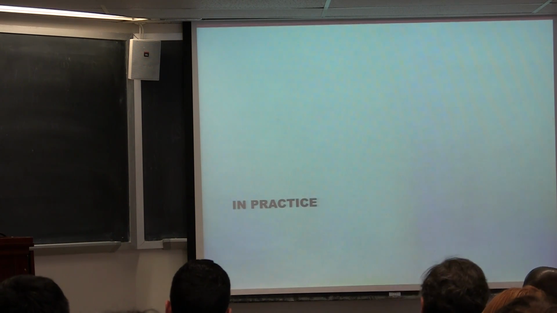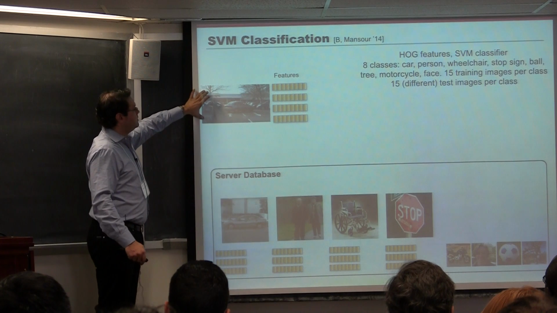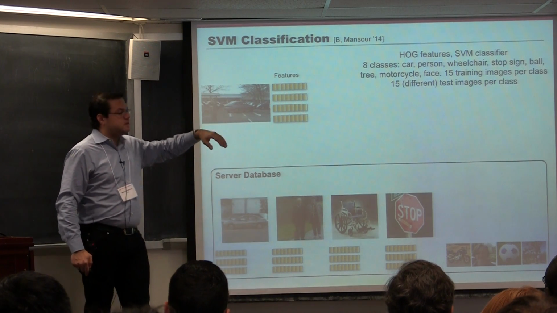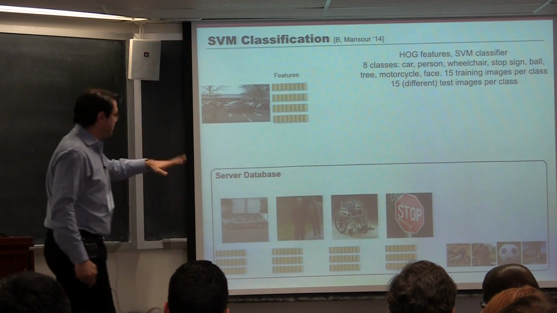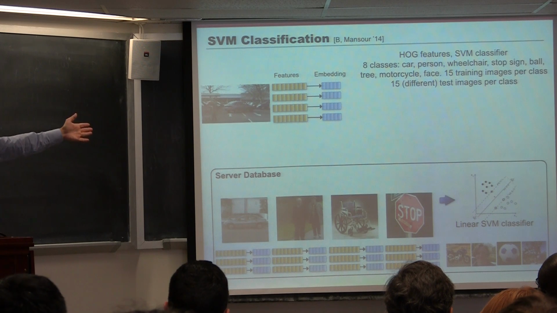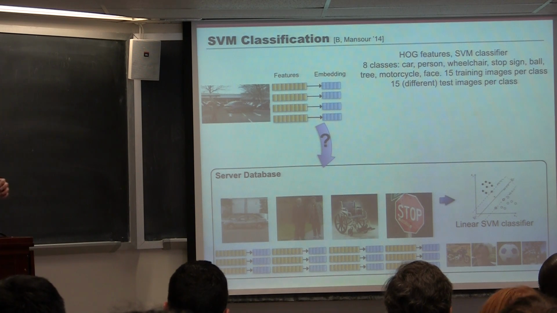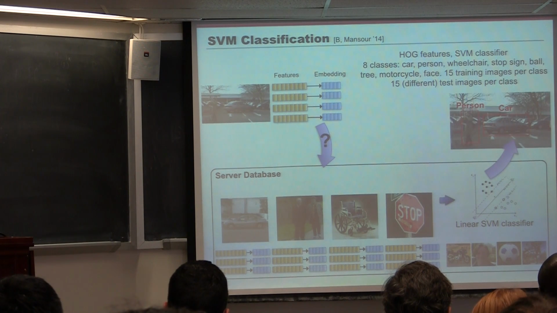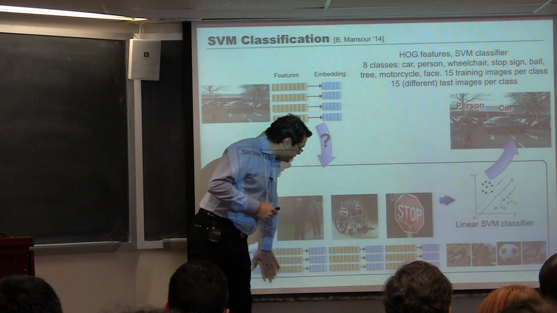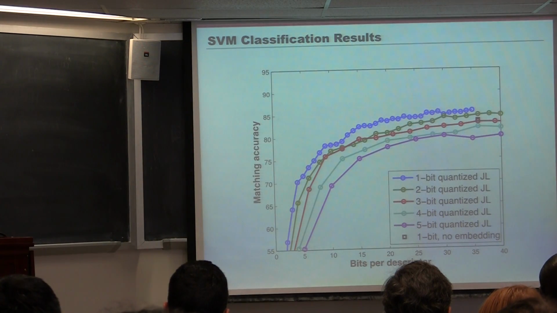How does it work in practice? Let's start with a simple example of support vector machine classification. So we take Hog features from images, and there are 8 classes, car, person, wheelchair, stop sign, and so on. And then we try to do the embedding, query the database of similar signals, and use a linear support vector machine classifier and extract what the image actually is. So the classifier is trained on the embeddings, and then we query by just sending the embeddings.